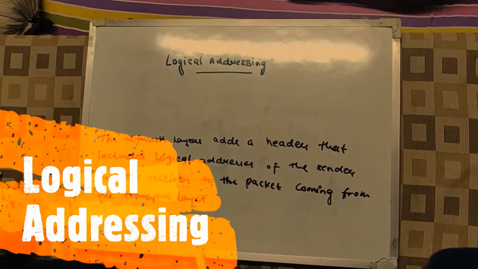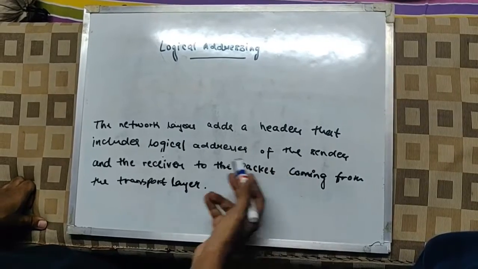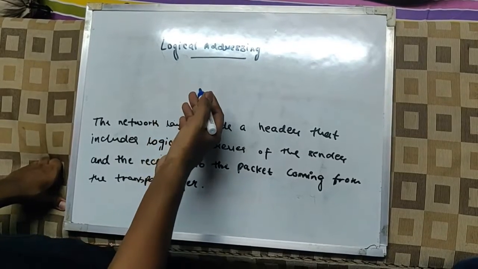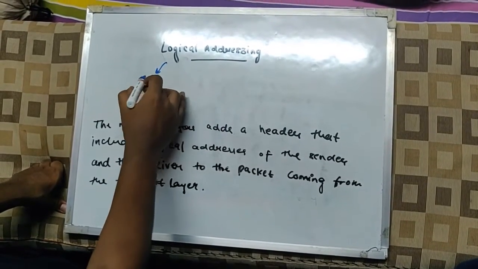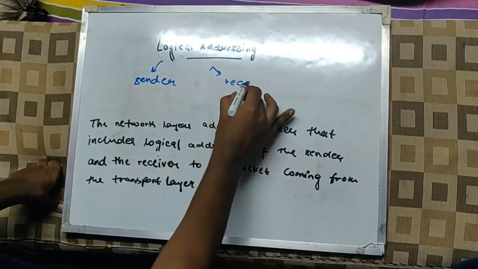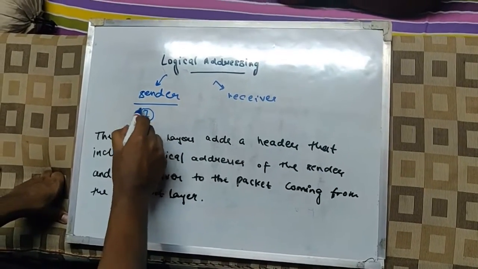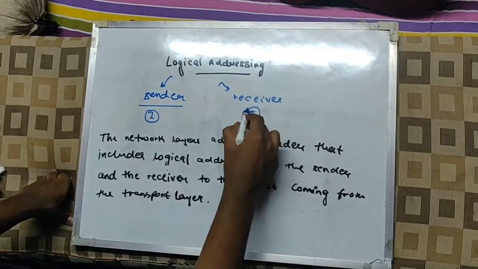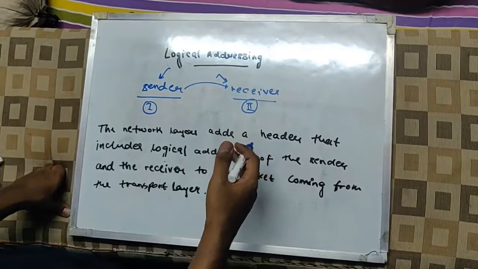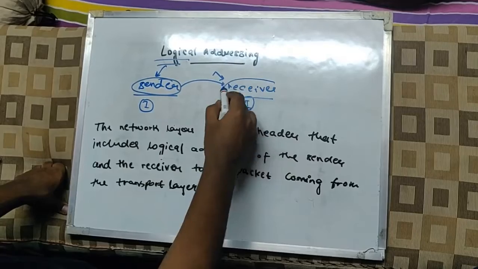So we'll start off with logical addressing. The network layer adds a header that includes the logical addresses of the sender and the receiver to the packet coming from the transport layer. We use logical addressing because we need to uniquely identify the sender and the receiver, and there's a possibility they can be in two totally different networks. It might be network 1, it might be network 2. So we need to send a packet of information from the sender to the receiver via the internet. That's why we make use of logical addressing, so that these two can be uniquely identified using some set of rules.